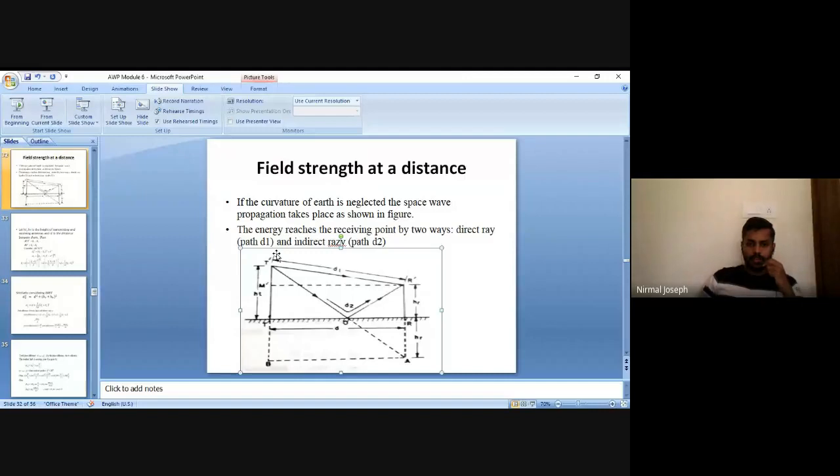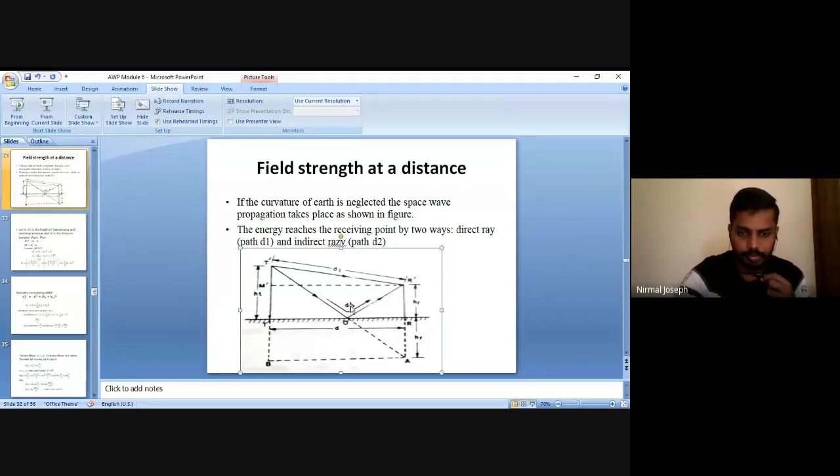As you already know, space wave propagation has two kinds of waves. One is the direct one, the direct wave from transmitter to receiver. It travels on a straight path, or a direct path. The second one is the indirect wave, normally the wave reflected from the ground. Here D1 is the direct wave and D2 is the wave which travels indirectly. It reaches the receiver after a reflection from Earth.